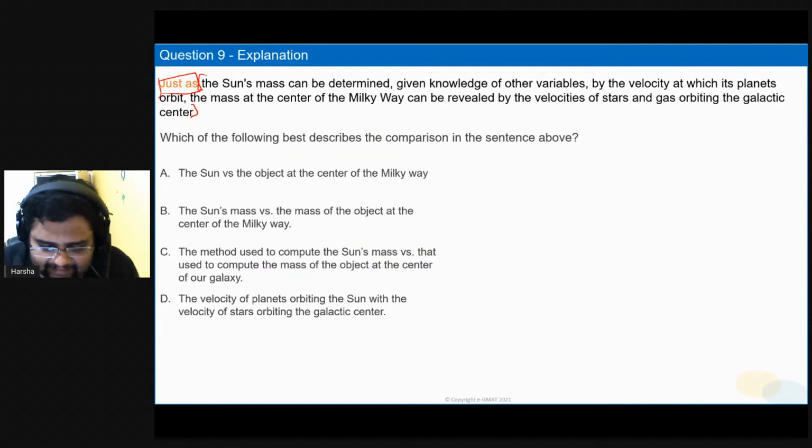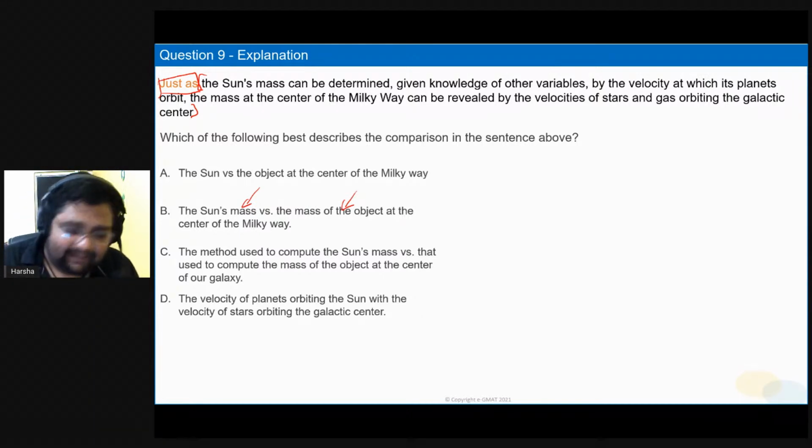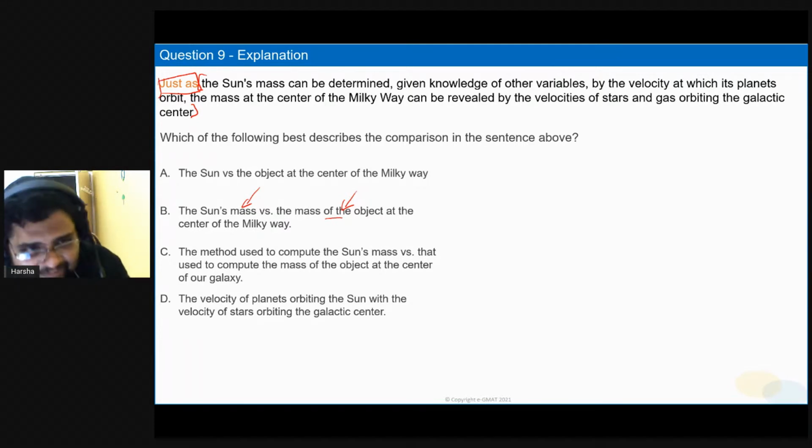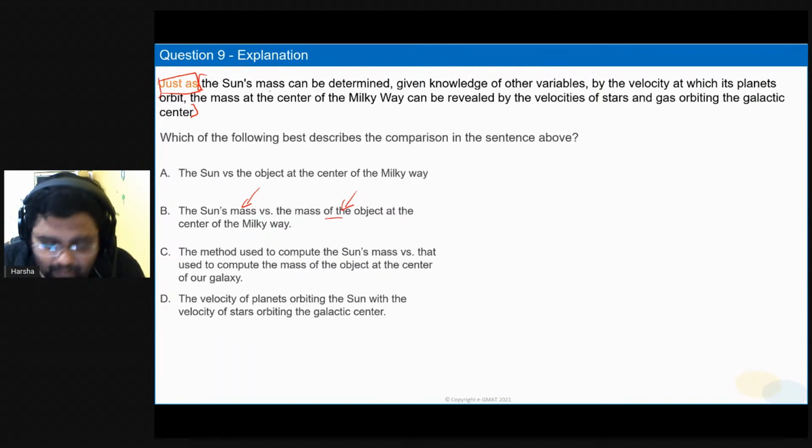So if you're saying that the comparison is between the sun's mass versus the mass of the object, what you are in effect telling me is that, as per you, the sun's mass and the mass of the object at the galactic center of the Milky Way are pretty much the same, are similar. But is that true? Is that what the author is trying to tell you here? Are those masses similar? The answer is no. So this is a question where you need to be careful about what exactly is being compared. And the answer, by the way, is option C.